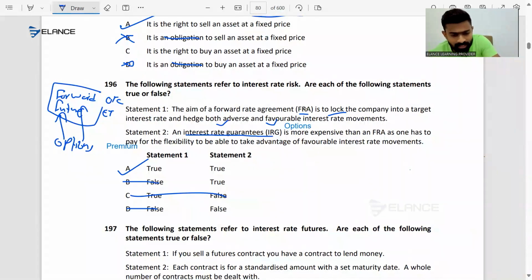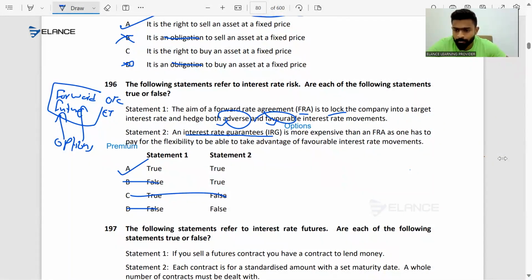See, in an interest rate hedge, both adverse and favorable, we will lose the opportunity to take the favorable and we will get protection from the adverse. We are neutral. We can't go for adverse and we are not able to take the favorable. That means hedge. It makes certainty. Is it okay? One student asked a doubt, that's why.